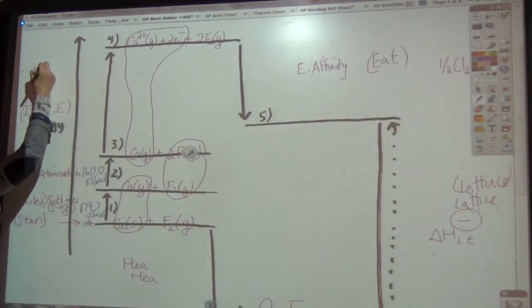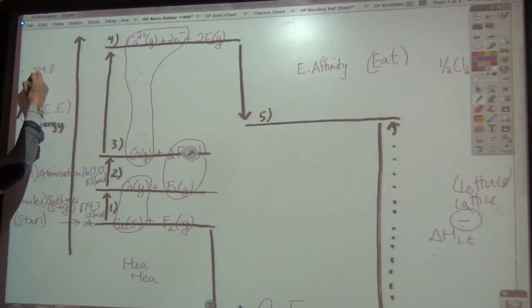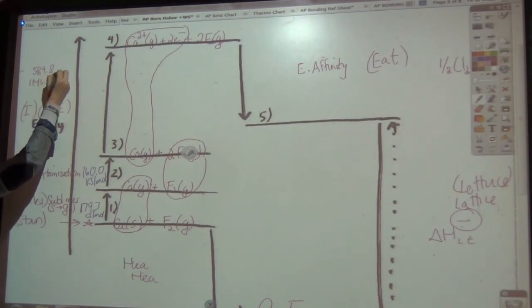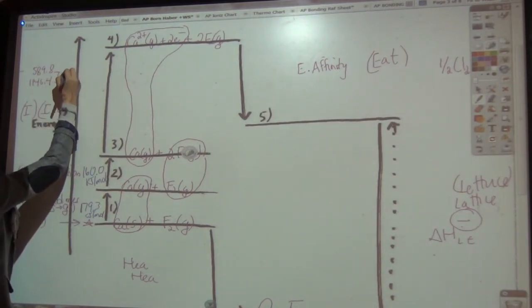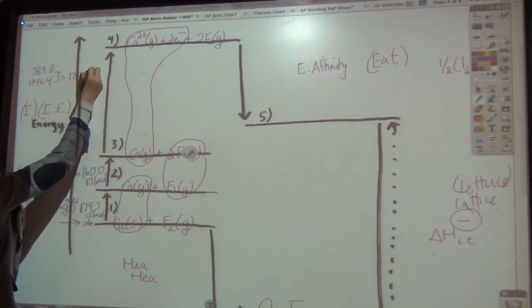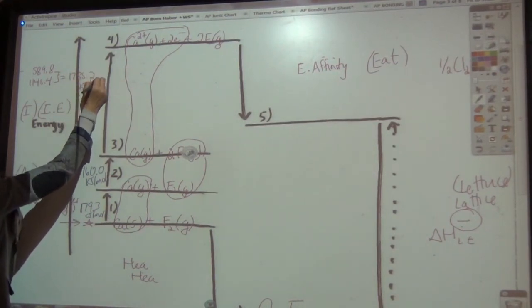So it's 589.8 and 1145.4. And if you add these together, you get 1735.2, again, kilojoules per mole.